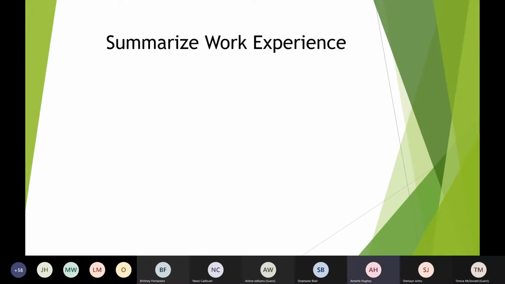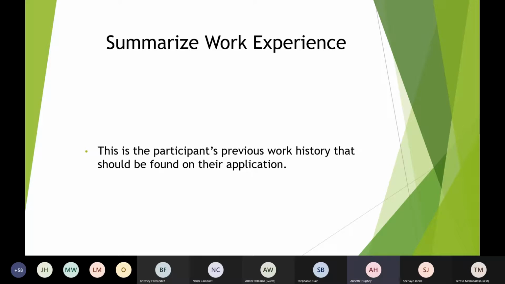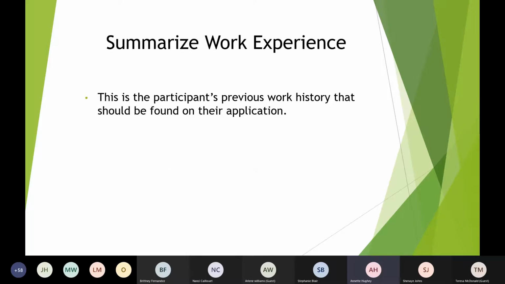The summarized work experience on the IEP and the ISS. For sure, this section is where the individual is supposed to provide their previous work history. This information can be captured, or should be captured, from the application or during the assessment period when you're speaking with the participant.